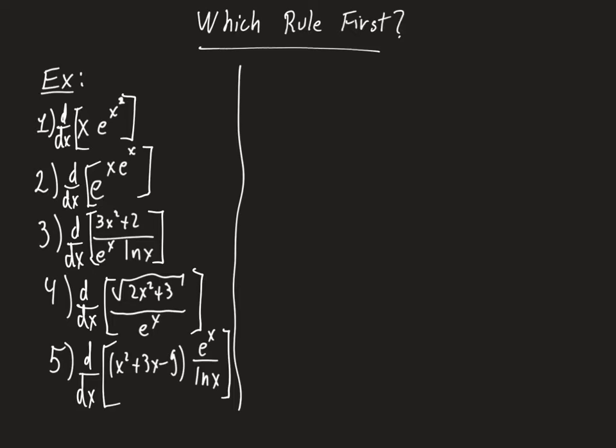If you have to do more than one of these in the same problem, then you have to pick the order. And so this video is just focusing on how you figure out which order you need to do things in. I'm not actually going to calculate any of these derivatives, so I'm not going to work through any of these problems. I'm just going to go through how I know which order I need to do the rules in.